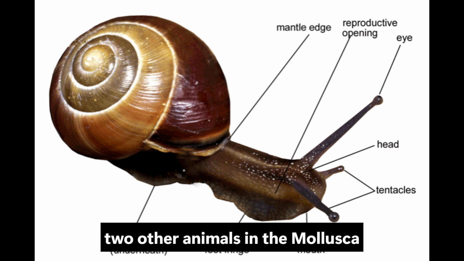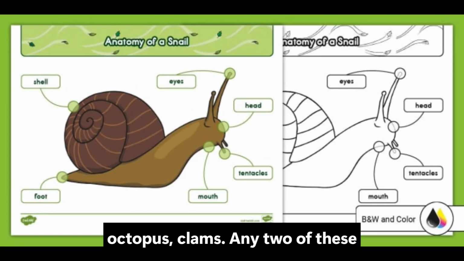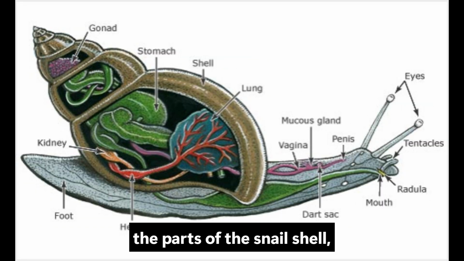Question 7. Name 2 other animals in the mollusca group. Other mollusks include slugs, octopus, clams. Any 2 of these are correct. Question 8. Label the parts of the snail.